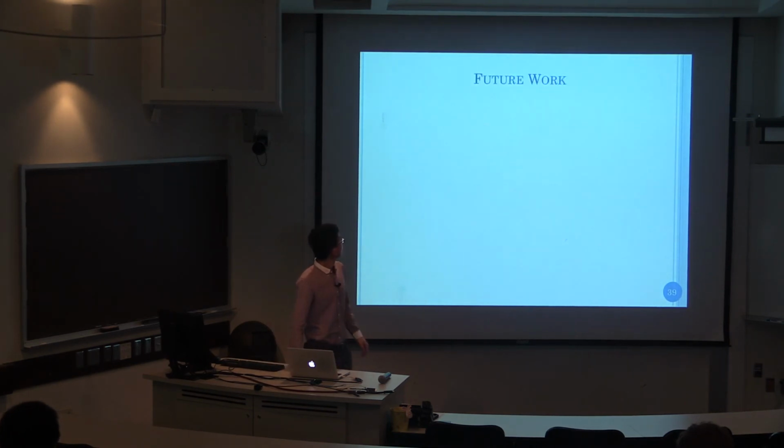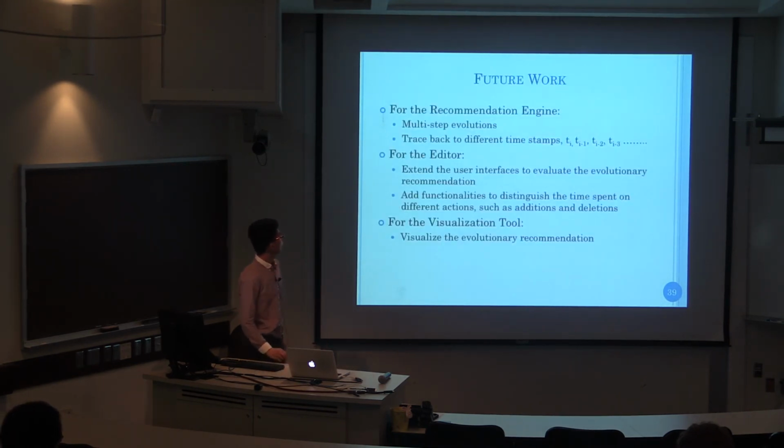Some future work. The recommendation engine can be extended to do multi-step evolution, which means, for example, if the current time is ti, you can trace back to ti minus 1, ti minus 2, or ti minus 3, like this. For the editor, we want to extend the user interface to evaluate the evolutionary recommendation, and we also have to add some functionalities to distinguish the time spent on different actions to verify the last two hypotheses. And for the visualization tool, we definitely want to visualize evolution recommendations to evaluate the evolution algorithms.